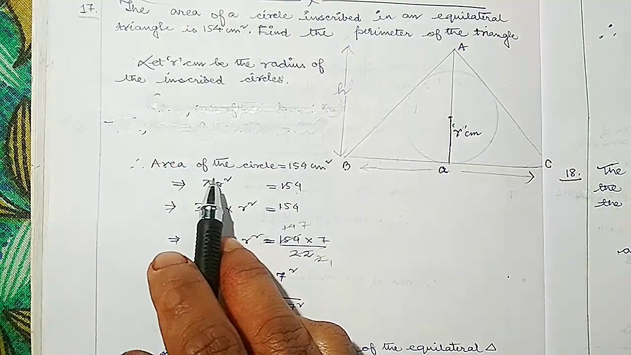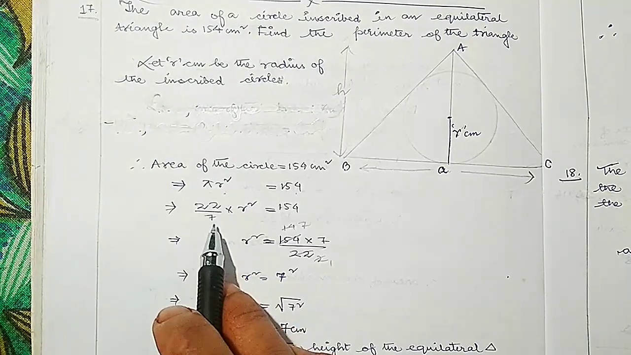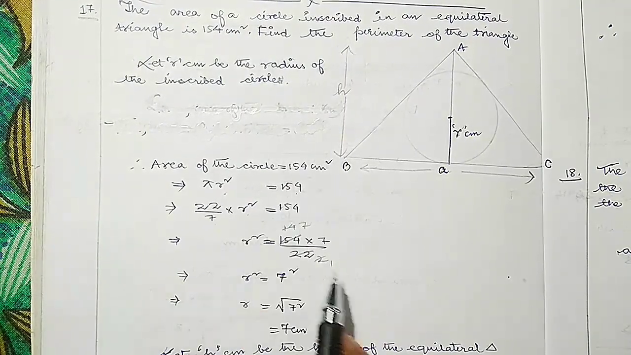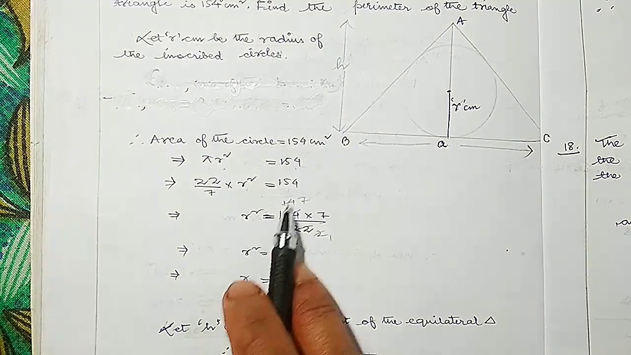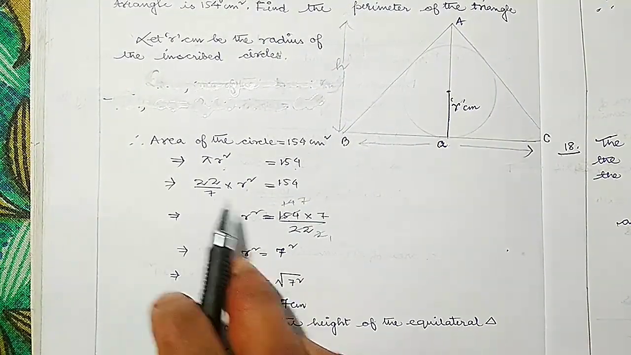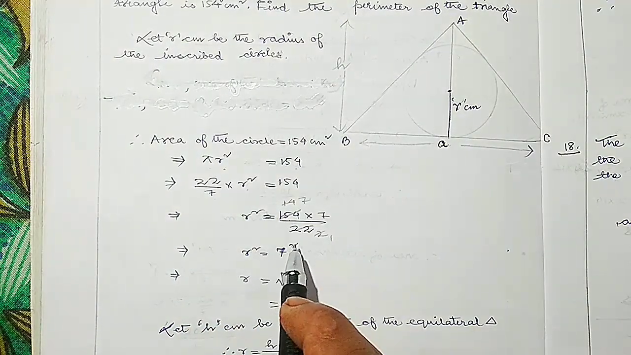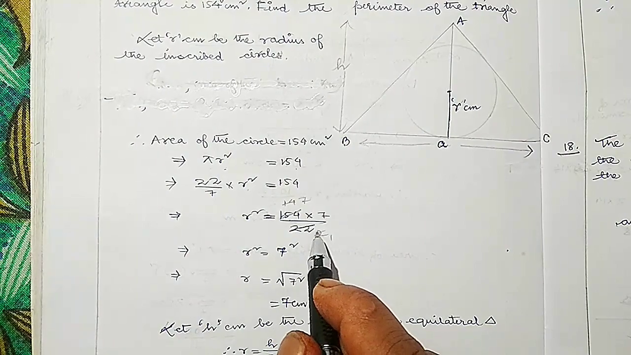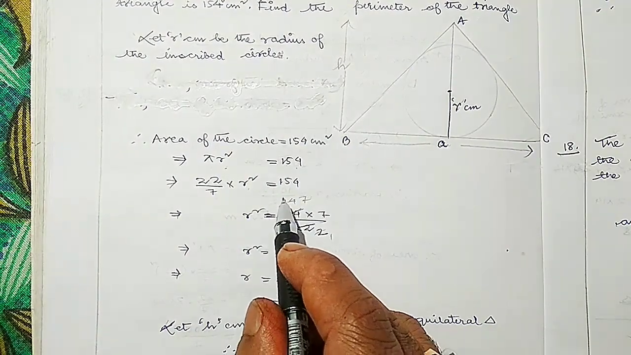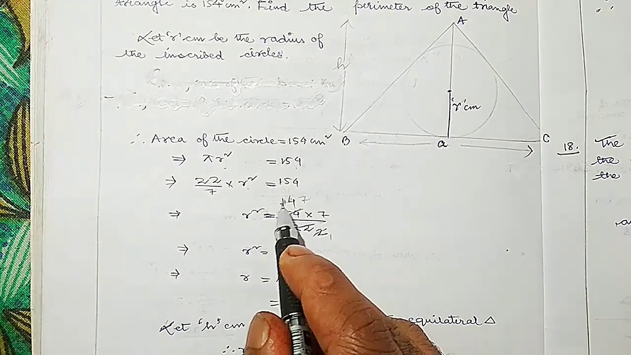So pi r square is 154. Pi is 22 by 7 into r square is 154. So r square equals 154, this 7 will be in the numerator and 22 will be in the denominator. Now if I cancel 22 and 154 by 11, here I am going to get 2, and here it will be 14. Again this 14 and 2 if I cancel, I am going to get 7.